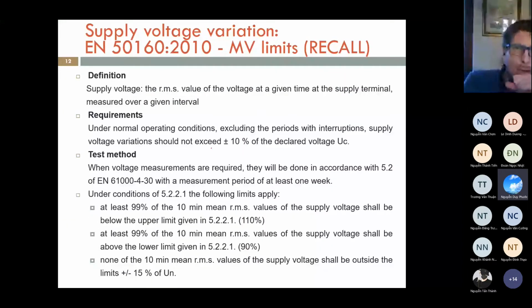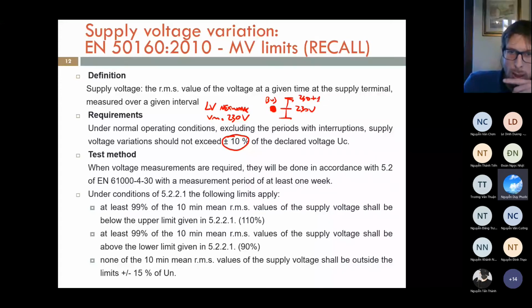Before going to the results, just have a look at the definition of supply voltage variation. It is very easy. The standard says that the DSO has to guarantee that at each bus of the distribution network, we have a voltage level which is plus or minus 10% of the nominal voltage. So let's consider a bus in a low voltage network. The nominal voltage in Italy is 230 volts. So each bus has to have a voltage between 230 plus 10% and 230 minus 10%. So the DSO has to guarantee the voltage being in this range. That's mandatory.